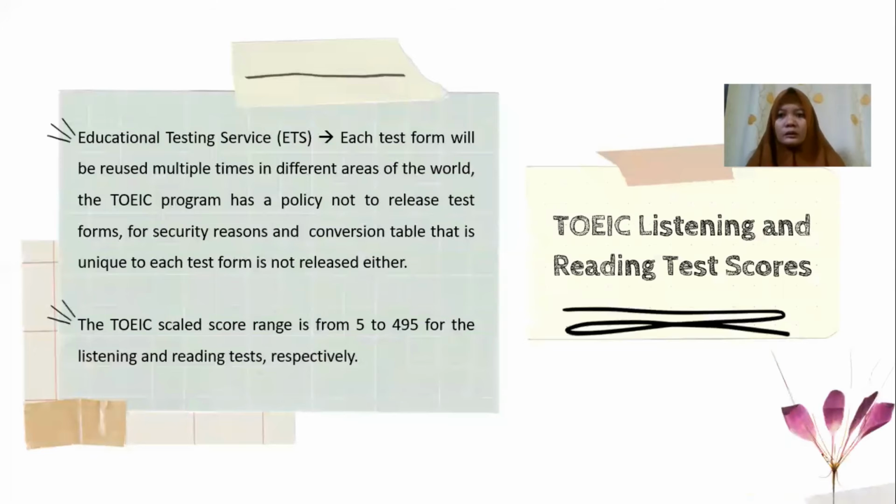And the next one is about the TOEIC listening and reading test score. Educational Testing Service or ETS, its test form will be reused multiple times in different areas of the world. The TOEIC program has a policy not to release test forms for security reasons, and the conversion table that is unique to each test form is not released either. And the TOEIC scale score range is from 5 to 495 for the listening and reading test respectively.